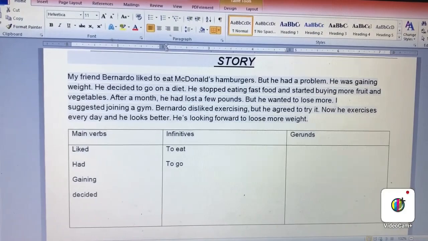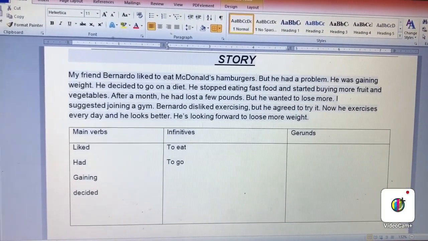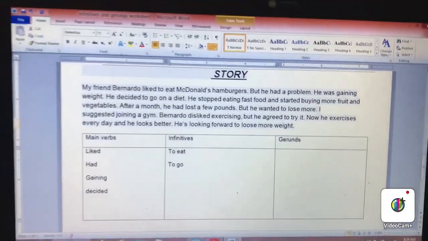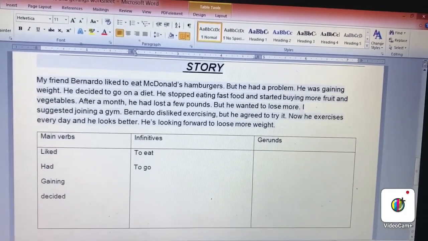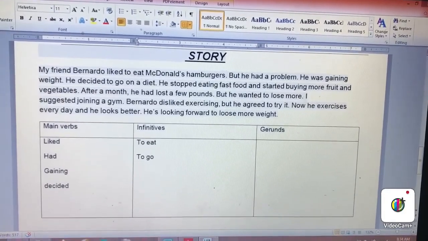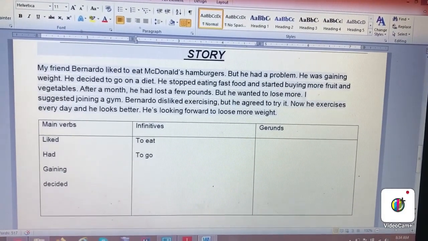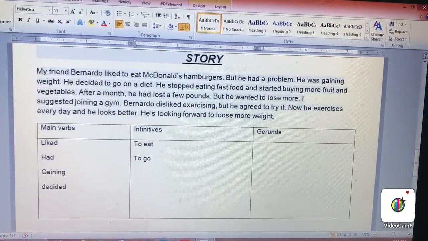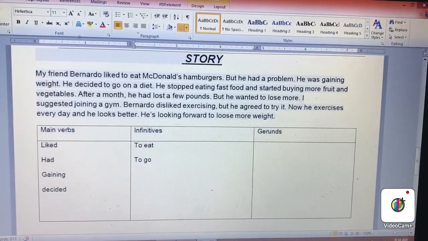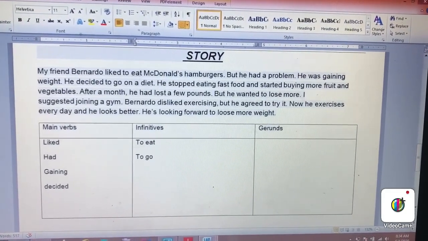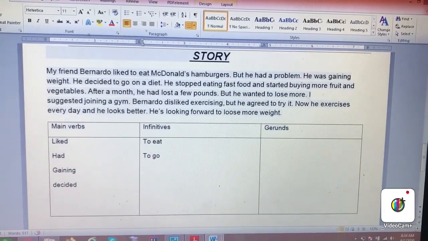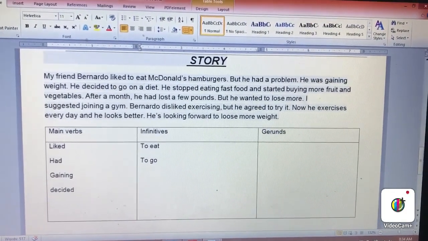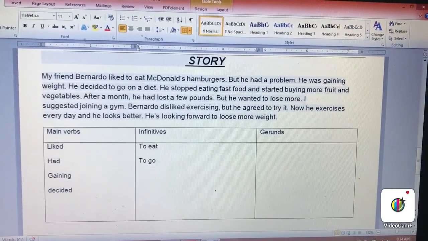Now, can you find out remaining verbs here? You can try it on your own. Let's see. Read this. You can pause the video and you can try to do it on your own. Find all the main verbs, infinitives, and gerunds from the story, and then you can start the video again to check the answer. This can help you a lot. You will review your work. Let's complete the remaining sentences.